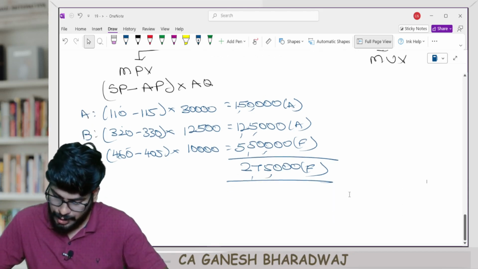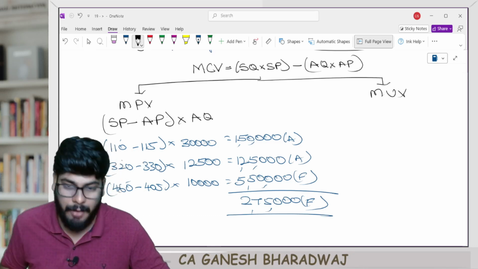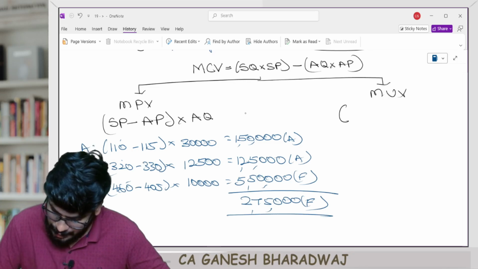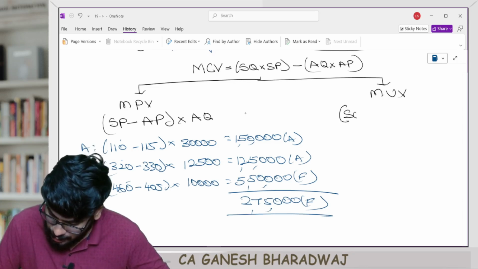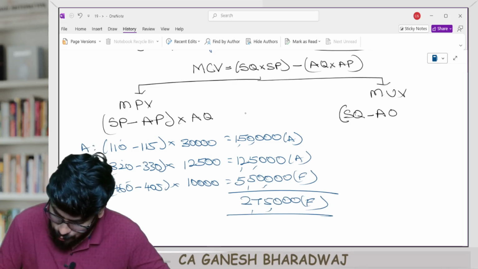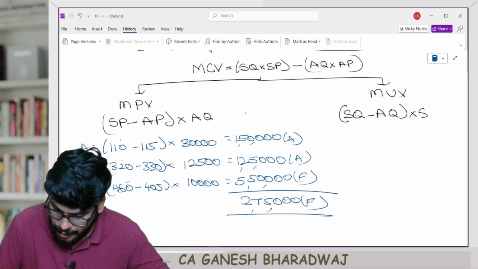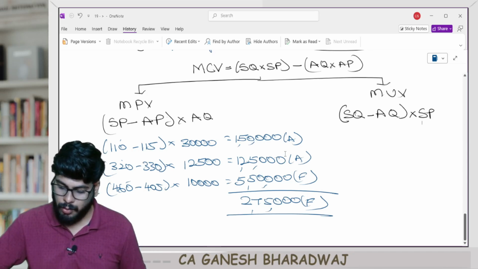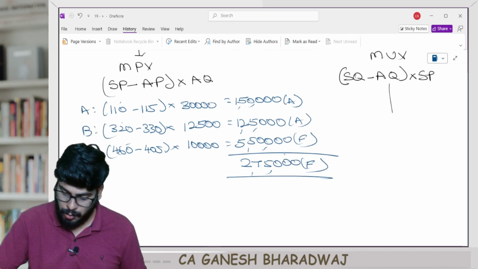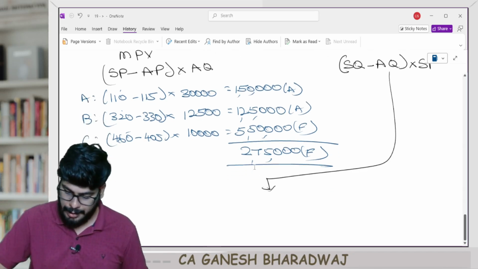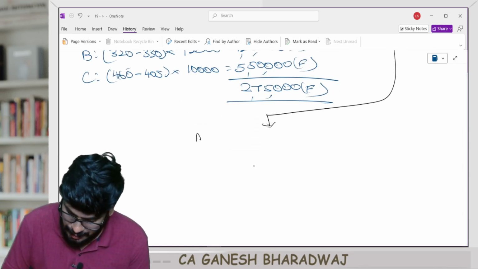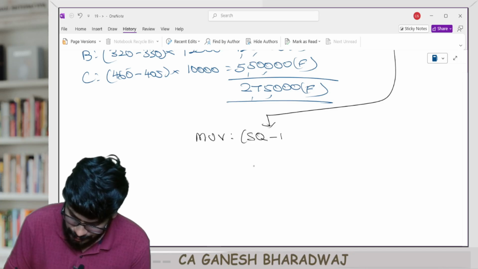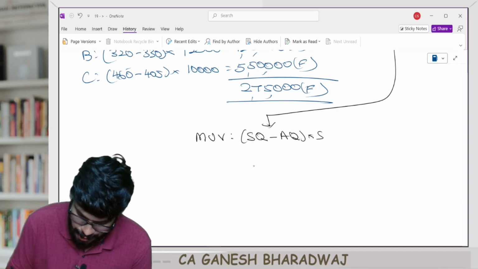So material usage variance, what is the formula for calculating it? I'm pulling it down here. The material usage variance is standard quantity minus actual quantity into standard price. Are you clear with this? Right? So standard quantity minus actual quantity into standard price. I'm just pulling it down here and writing. So material usage variance is going to be standard quantity minus actual quantity into standard price.